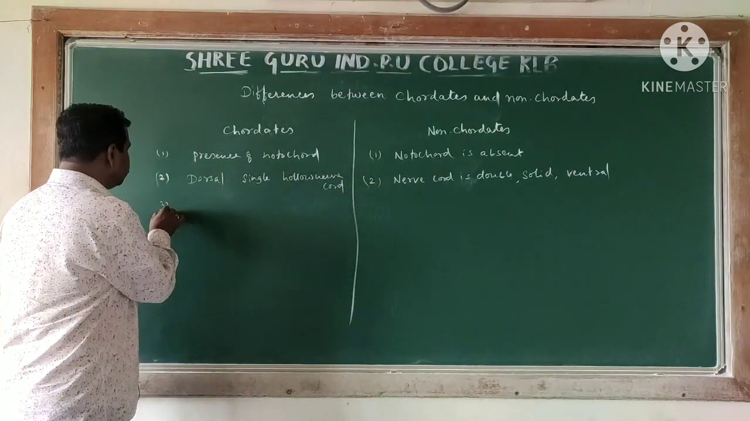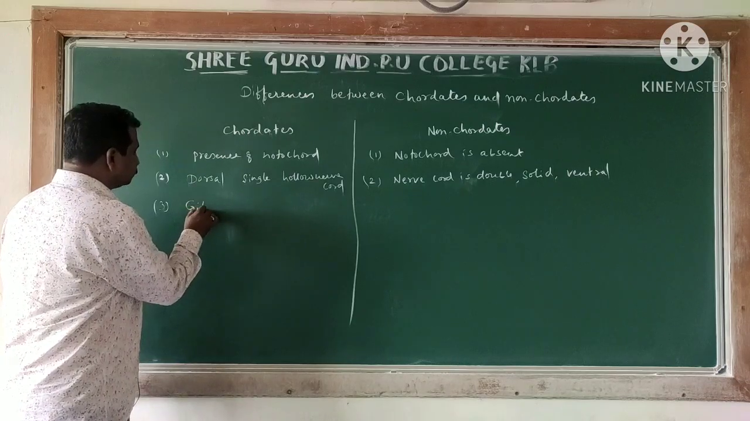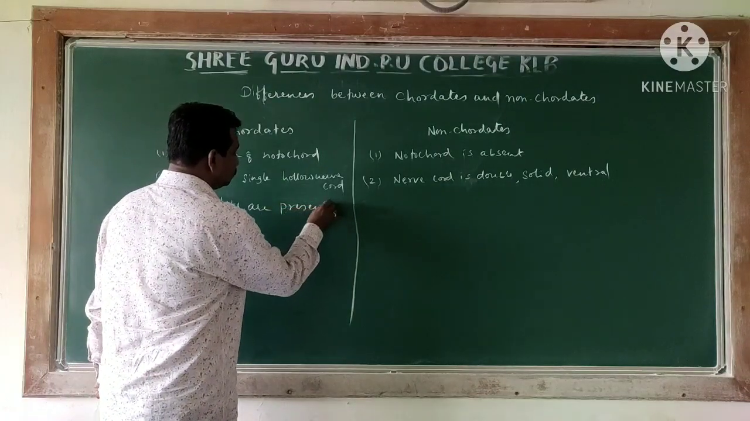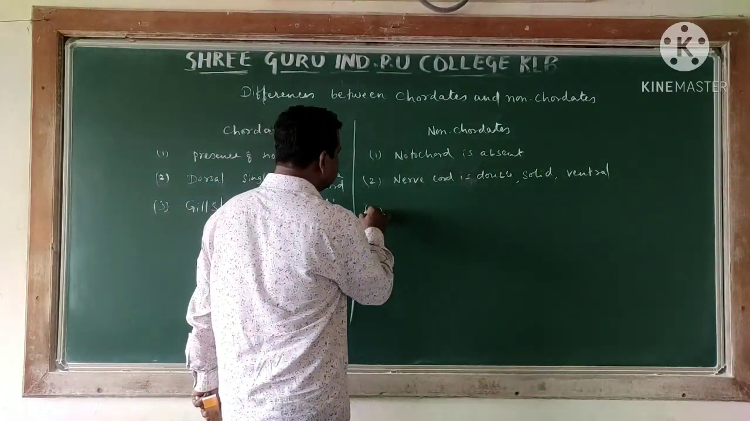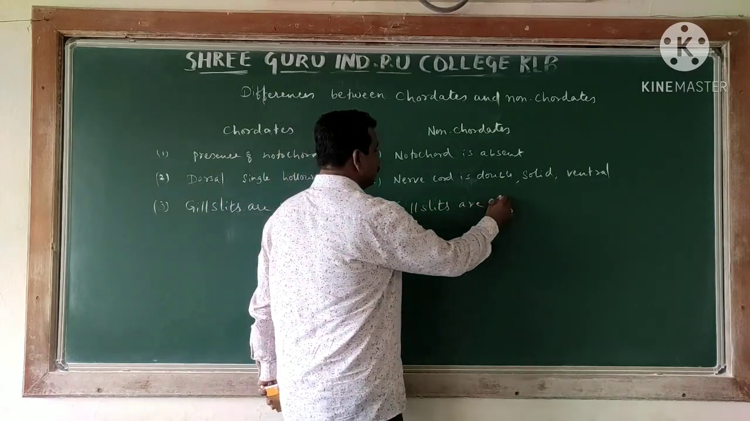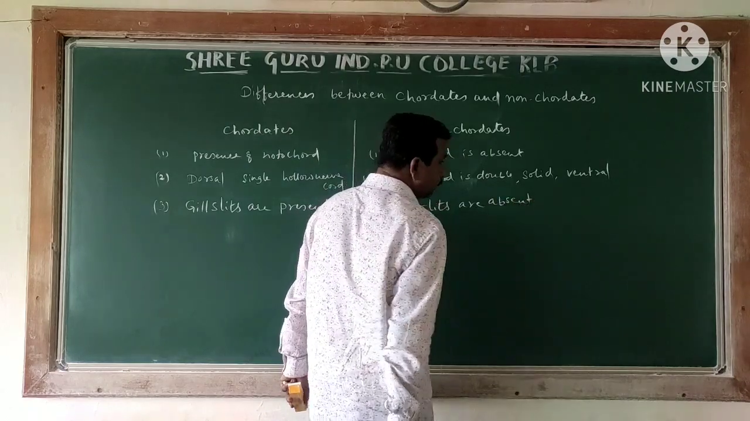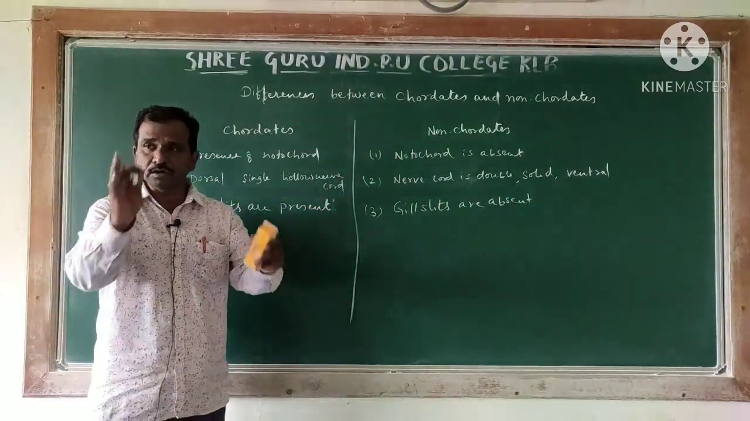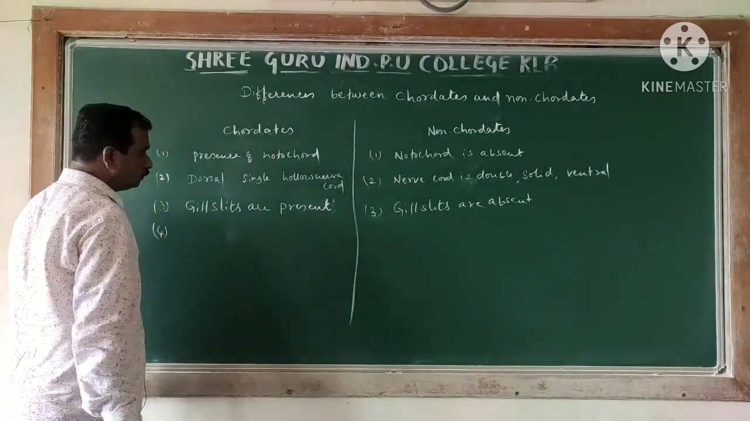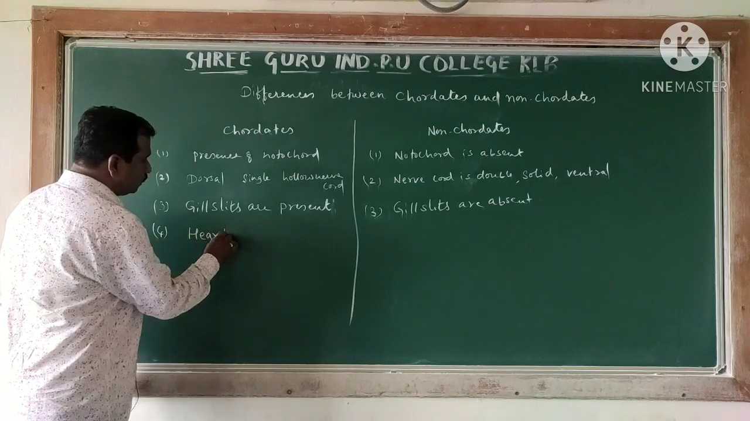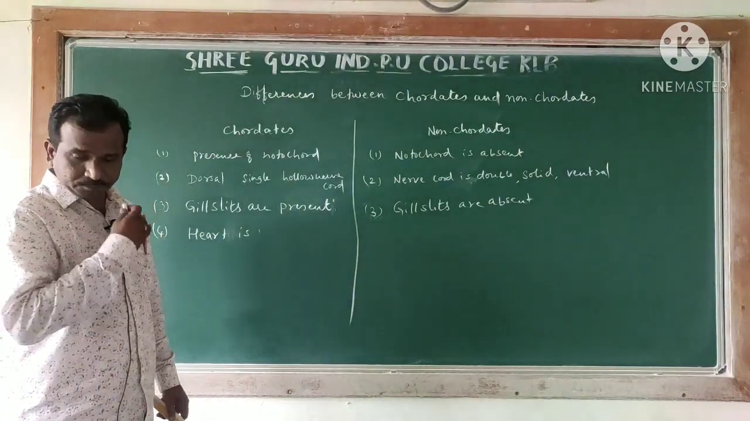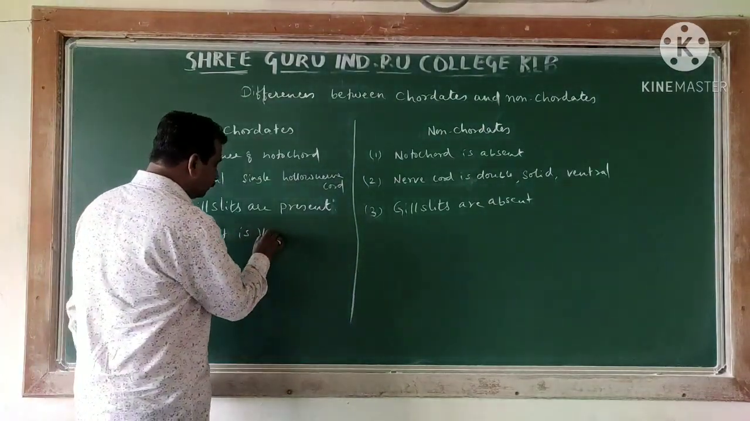Next is the third one, gill slits are present. Here we have to write gill slits are absent, because only gills are present, as you already know. Slits means aperture, it is not going to be divided. Next is the fourth one, heart is ventral or dorsal. Just observe that this part is ventral, so heart is ventral.